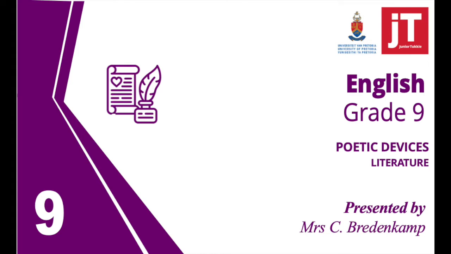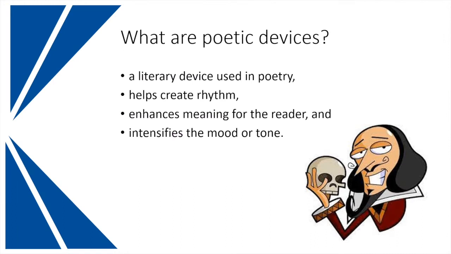Let's get into it. Firstly, what are poetic devices? They are literary devices used in poetry. A poetic device, like the ones I'm going to show you, helps create rhythm. It enhances meaning for the reader, and it can intensify the mood or tone of poetry and prose. Let's look at all the different examples on the following slides.